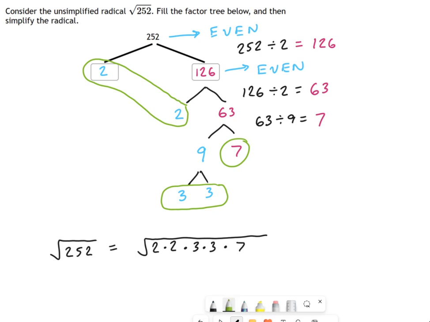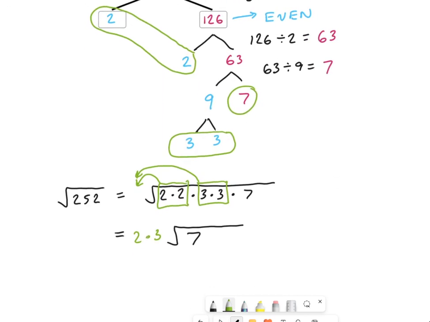Well, what pulls out? I have a pair of 2s. I also have a pair of 3s. And you still have that solo 7 sitting over there. But each of these pairs comes out of the square root and will be rewritten this way. You still have a square root there, and what's left inside the square root is the 7 that didn't pull out. But what comes outside is the 2 and the 3. Okay, so what this turns into is 6 radical 7. And that is our answer.